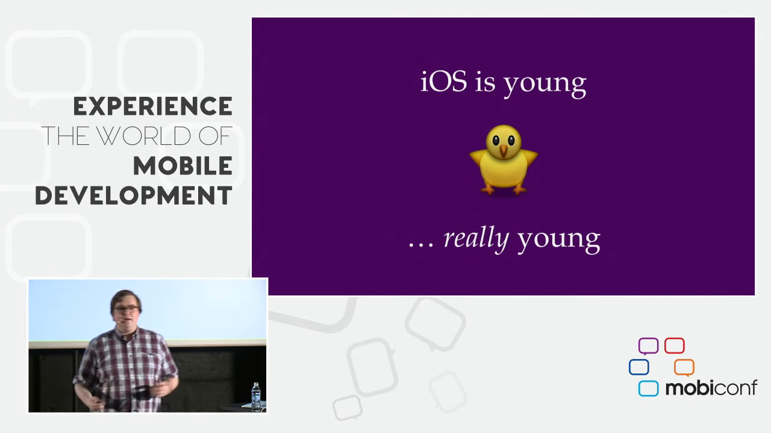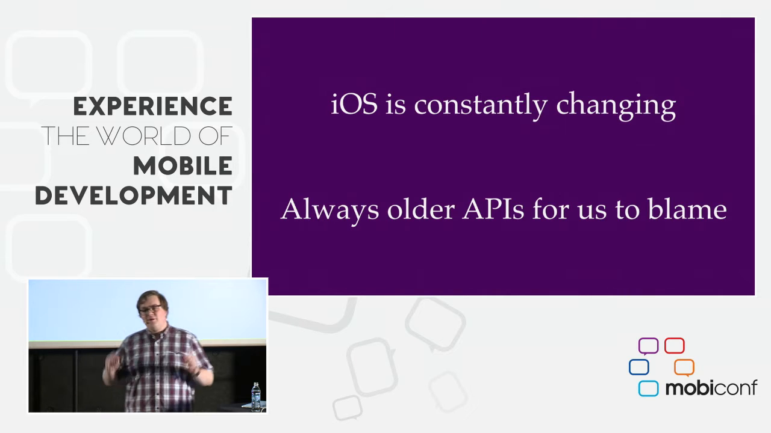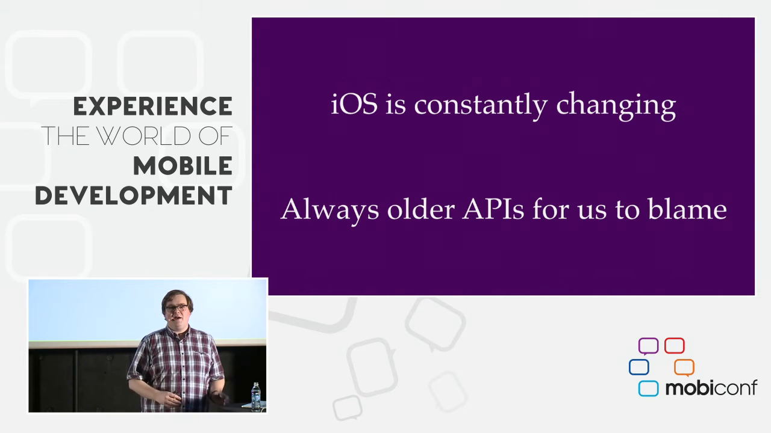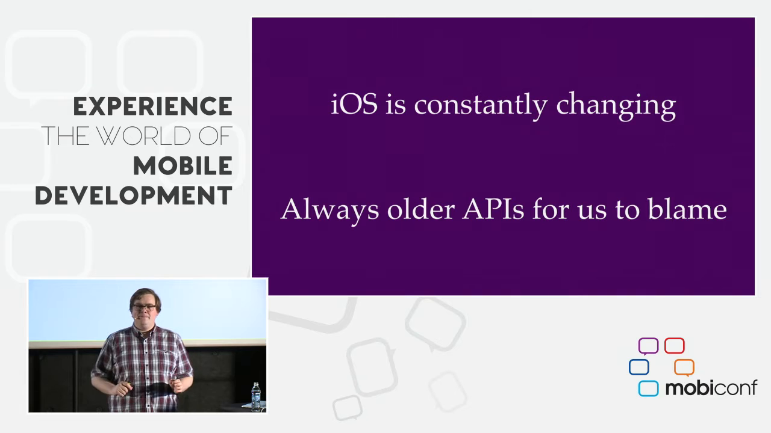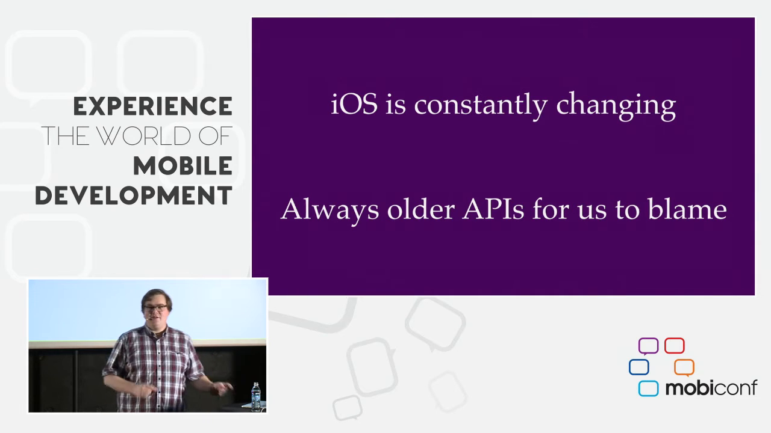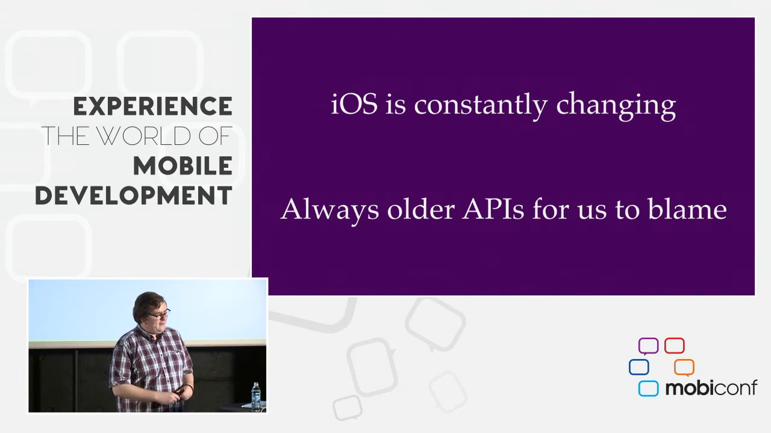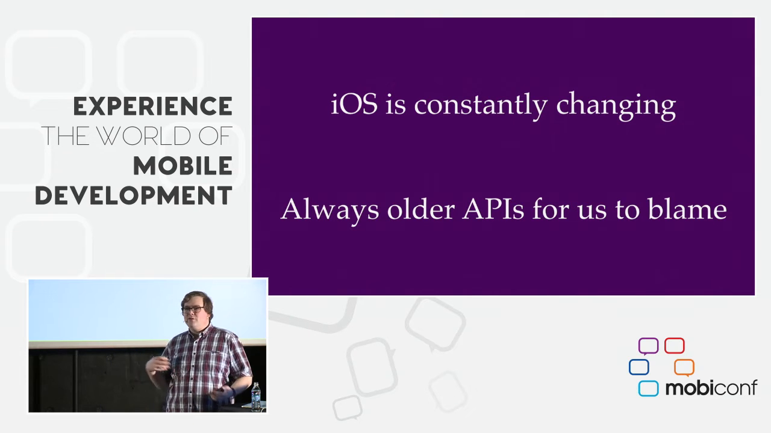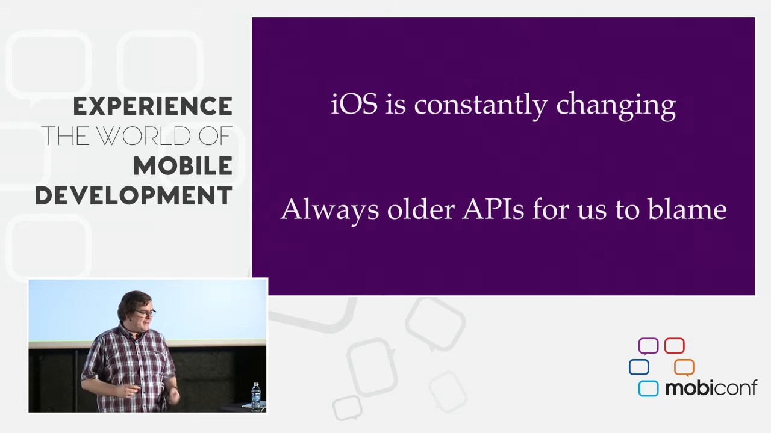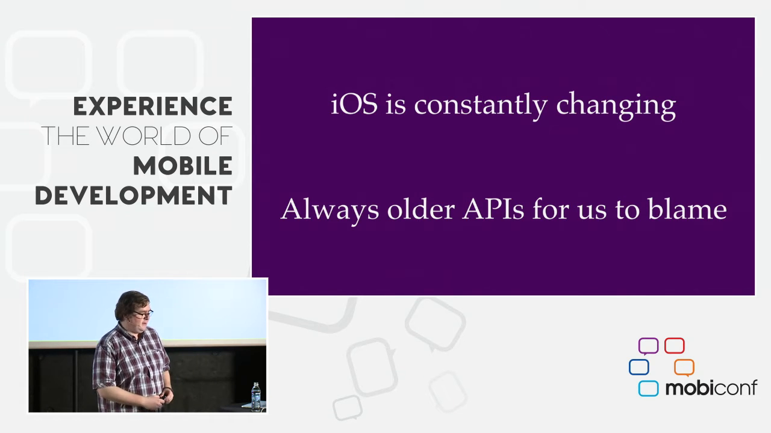Another reason why iOS developers conflate things is that iOS is constantly changing. I mean, all the time. There is always an older API that you can blame. You can always blame iOS 8. Last year, we were blaming iOS 7. The year before that was iOS 6. This happens every year. Objective-C is this weird old language with weird syntax. It made sense for us to blame it and move to Swift.